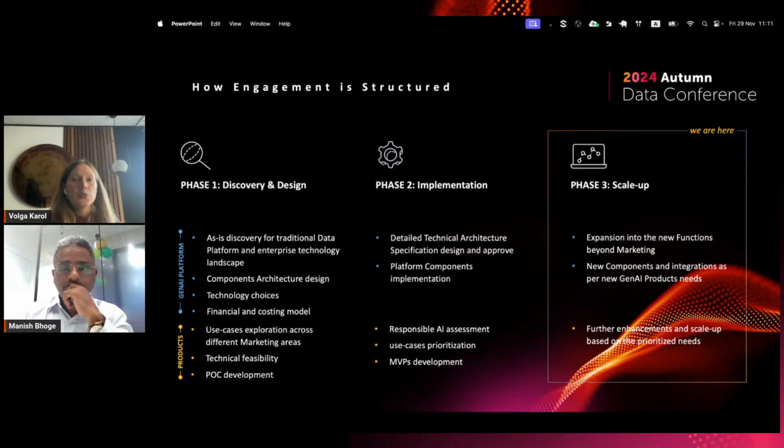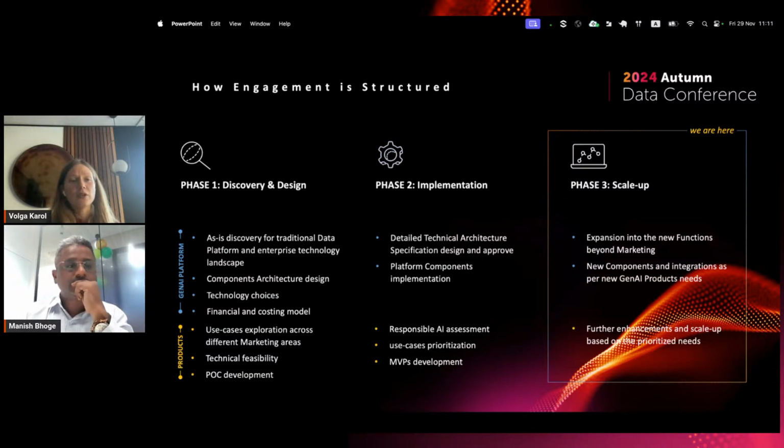So how is our engagement structured? Basically, we divide our engagement into 3 key areas. First is discovery and design. Second is implementation. The third is scale up. Quite typical, right? For pretty much each engagement, I would say. What are the peculiarities of our Gen AI engagement?